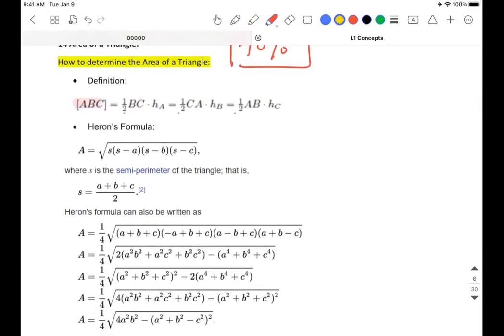First thing first, this is the definition, right? Definition is so easy. You know the bottom, you know the height, you'll be able to determine the triangle's area. Don't forget, you need to divide it too.